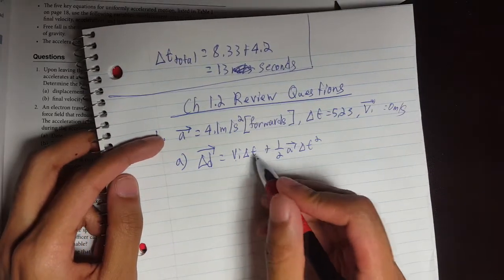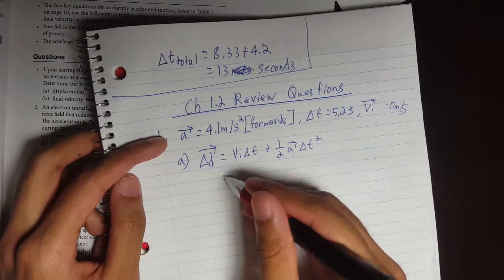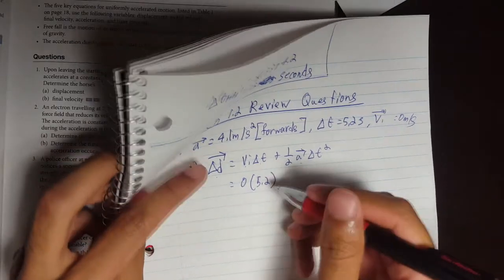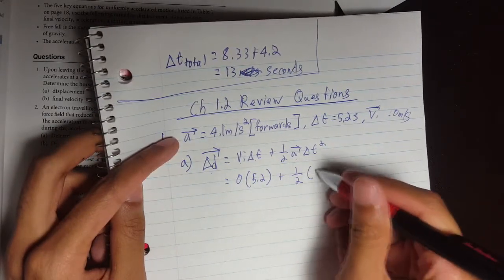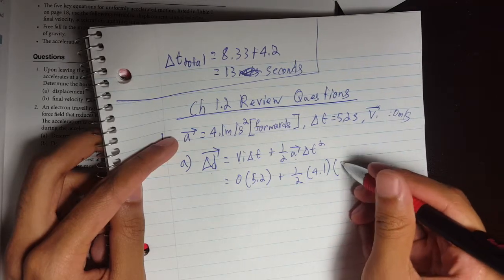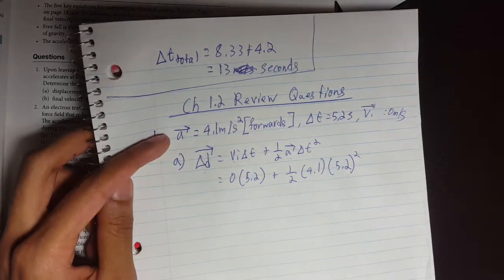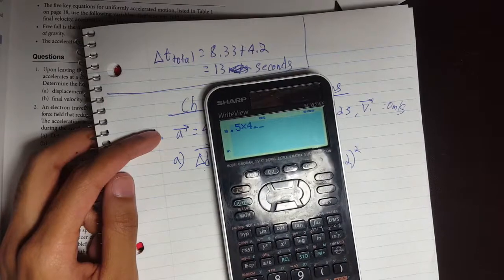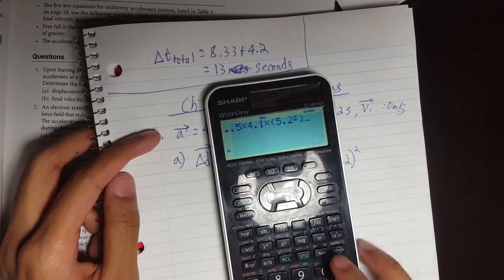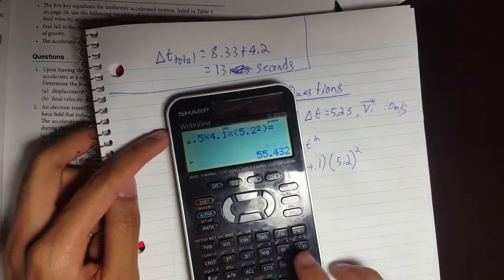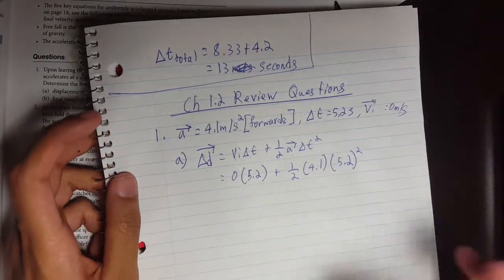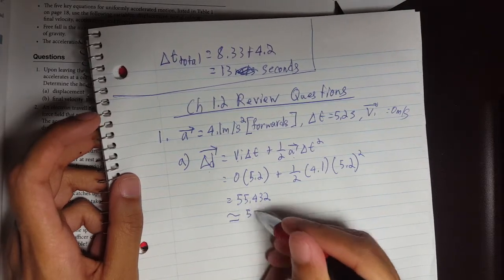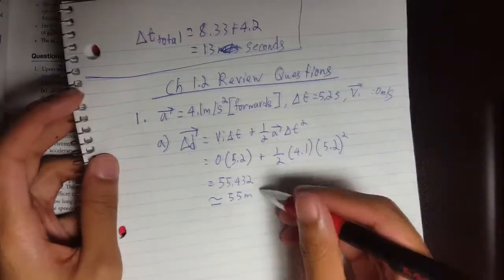We have initial velocity, we have time, and we have acceleration. All you have to do is find displacement: initial velocity 0 times 5.2, plus half times 4.1 times 5.2 squared. That gives you 55.432, which is roughly 55 meters forwards.